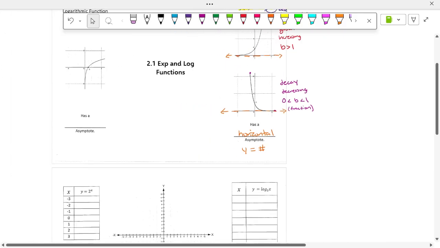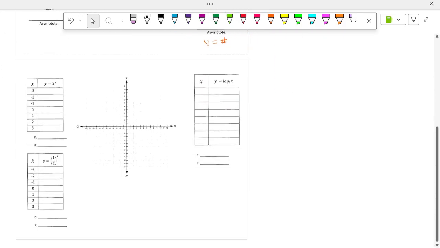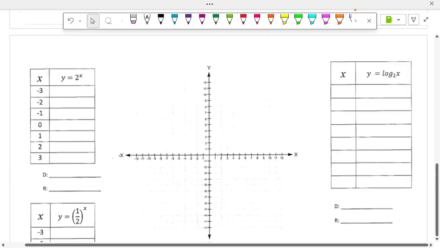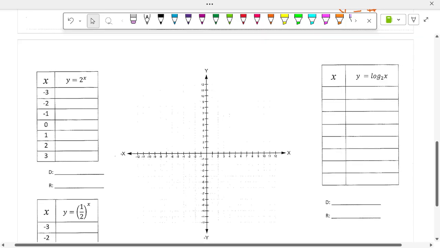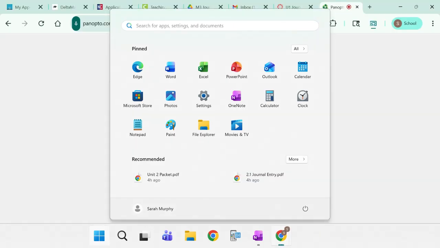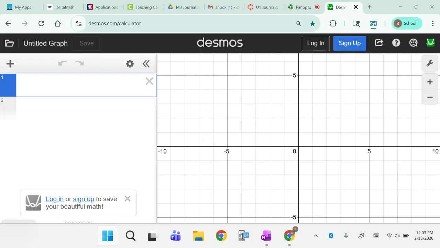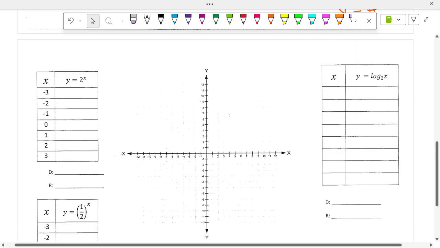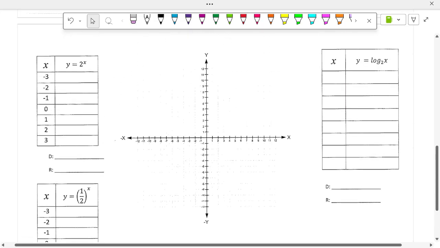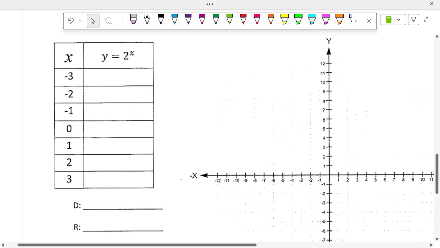All right, so now let's actually look at some exponential graphs. So I'm going to use Desmos for this. You do not need to pull it up if you don't want to. I'm just going to pull it up just so you have something to reference. But we're going to focus on graphing these two tables on the left side. All right, so first, we're going to make a table.